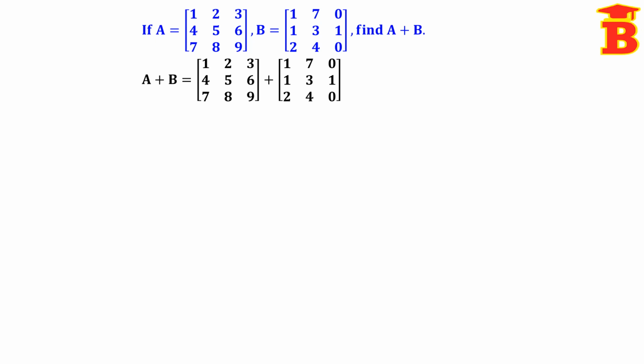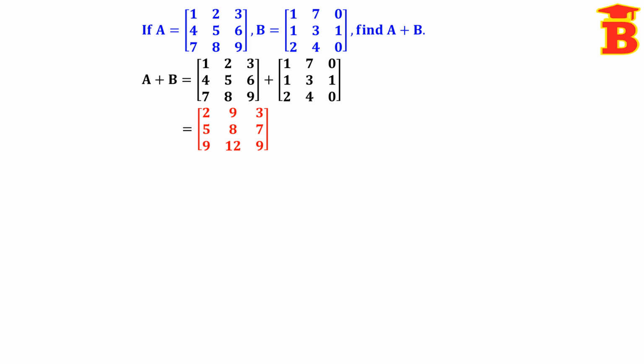The first matrix is of order 3 cross 3, that is 3 rows and 3 columns. Similarly, second matrix also same order 3 cross 3, 3 rows and 3 columns. Therefore, we can add these two matrices. The method is we have to add the corresponding elements. So first add first number 1 plus 1, 2. Add the next number 2 plus 7, 9. Next 3 plus 0, 3.